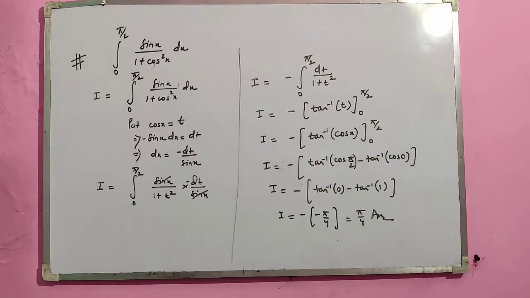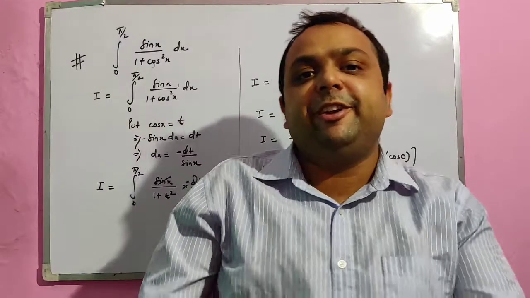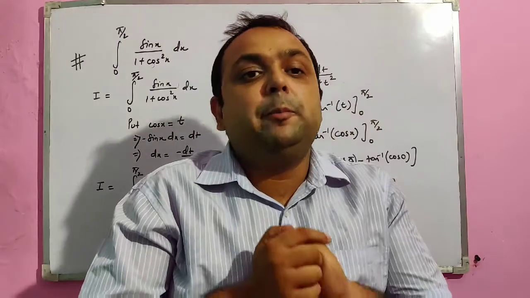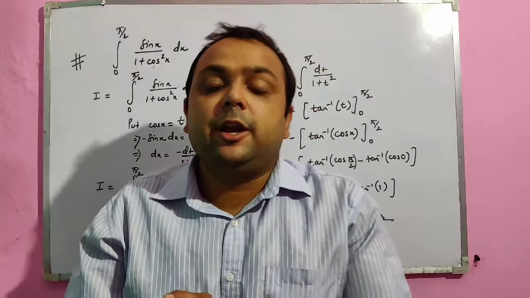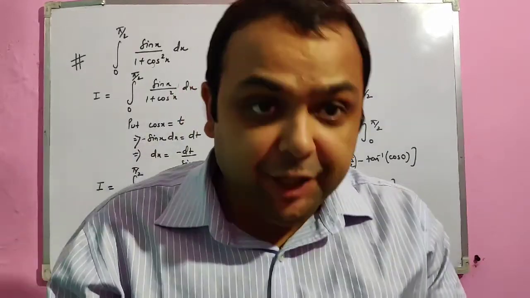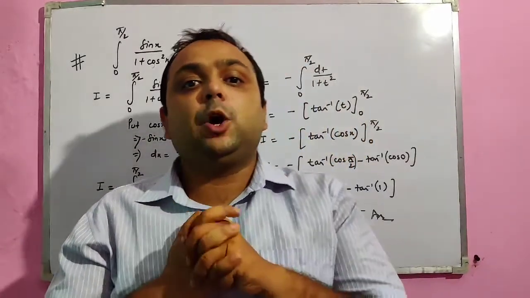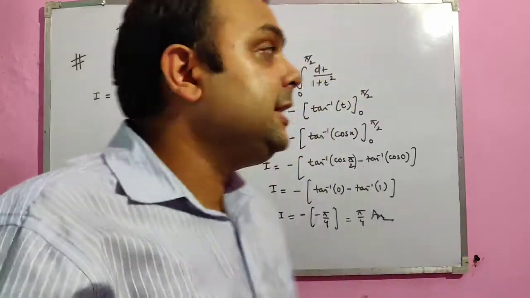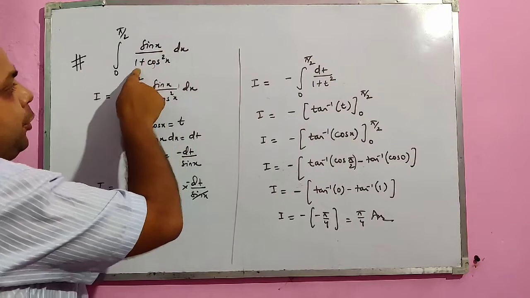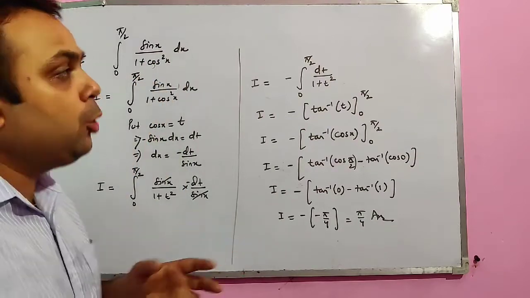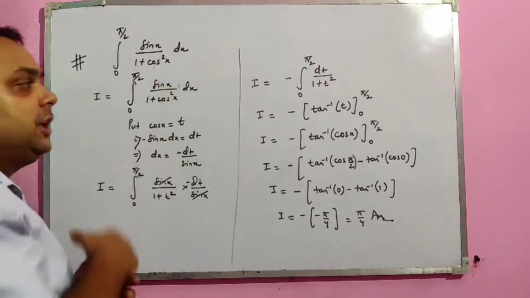We will see one more problem based on the concept of definite integral, and then we will proceed to the next section in our next class, related to the properties of definite integral, the most important topic of this chapter. First we will see this problem. Integration from 0 to pi by 2 of sin x upon 1 plus cos square x. Now we know how to solve this function.